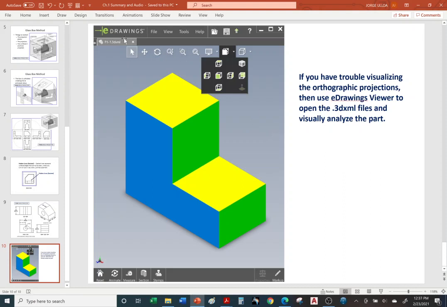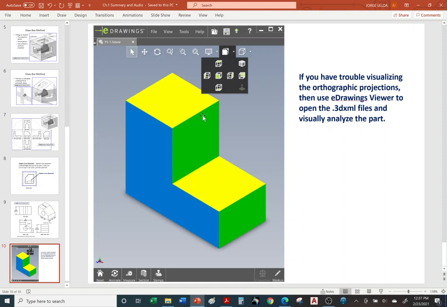So again, eDrawings is a free software. It's called a viewer. It's just to view 3D models or to view 2D drawings. Again, eDrawings software is not something that we're covering in this class, but it is available. So those of you that are coming to campus using the computer lab, we do have eDrawings. Just look for this E symbol, eDrawings. Again, it's a free viewer software. And again, in a second video, I'm going to show you how to download it.